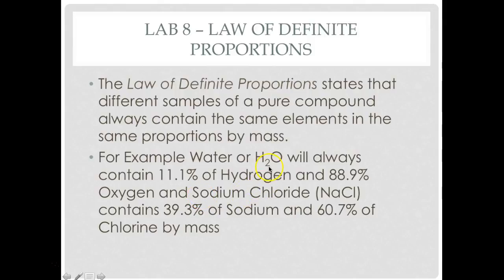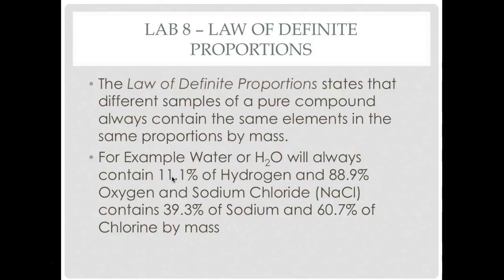For example, water. In 1 mole of water, there will be 2 grams of hydrogen and 16 grams of oxygen. So 16 plus 2 is 18. So 2 by 18, or 1 by 9th of the mass of water, is always going to be hydrogen, that's 11%, and the rest, the 89%, is oxygen.